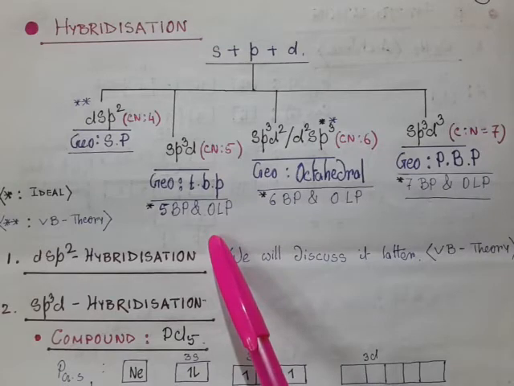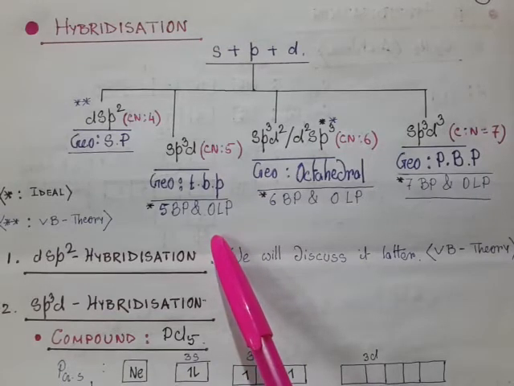It means there are certain non-idealities. We will discuss it in the latter part of the chemical bonding lecture.